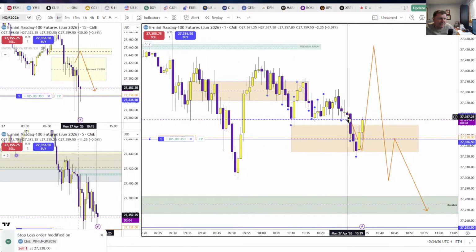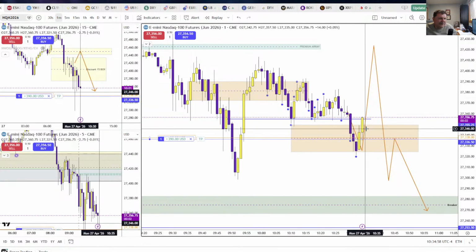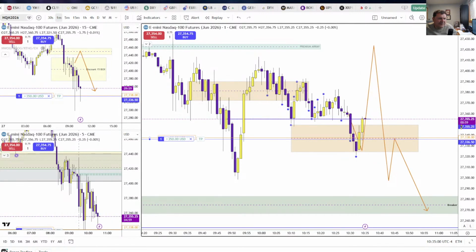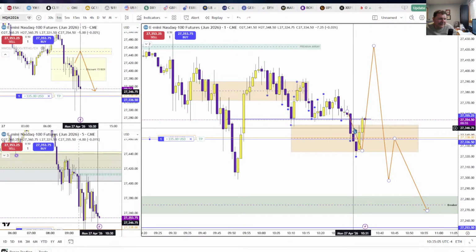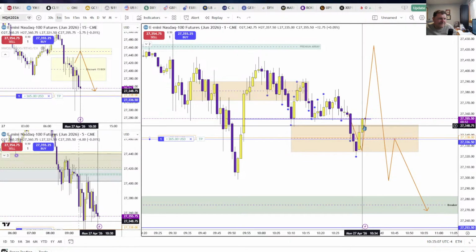I want to see it break through here and use this as support now. Wait for it to close above there, and it literally sat on it. So we can come right back into here now. Send it up.